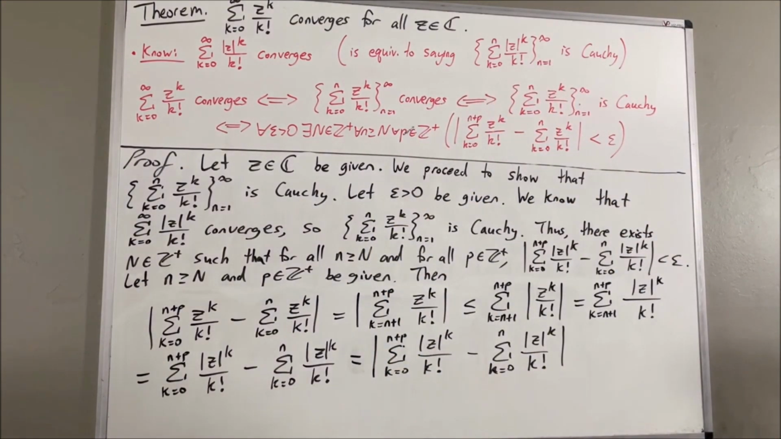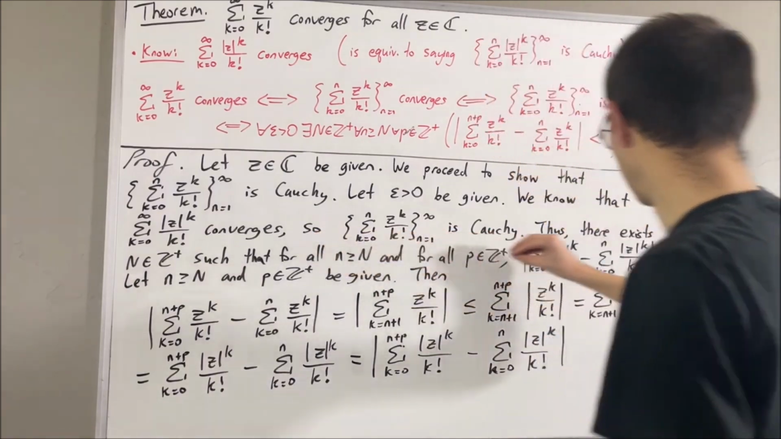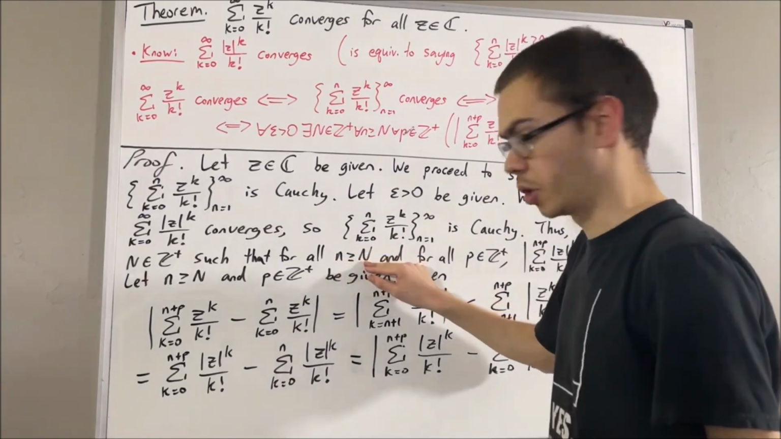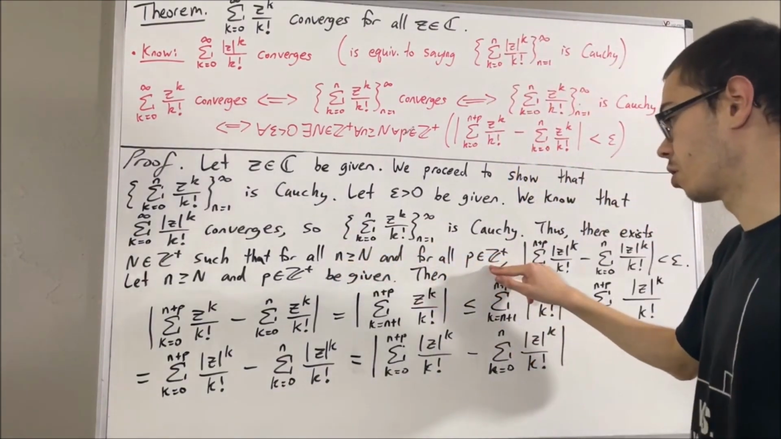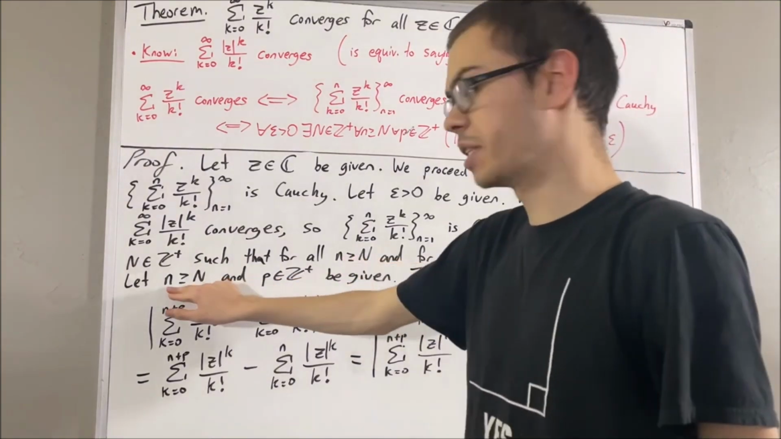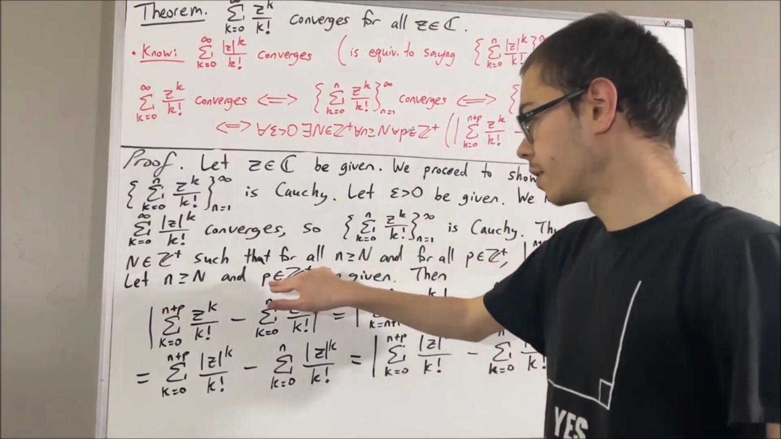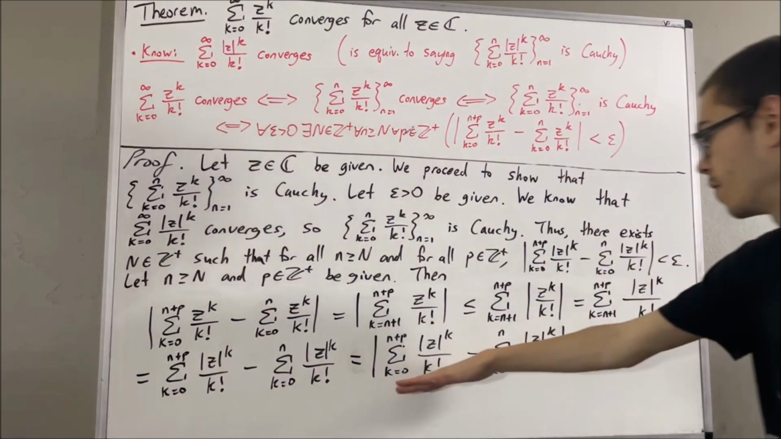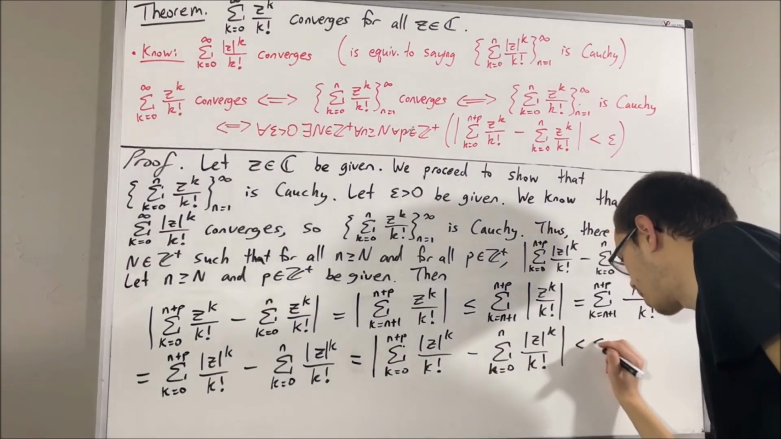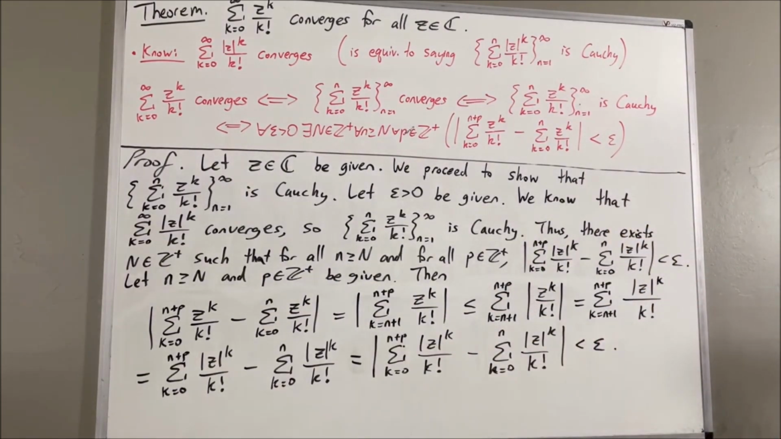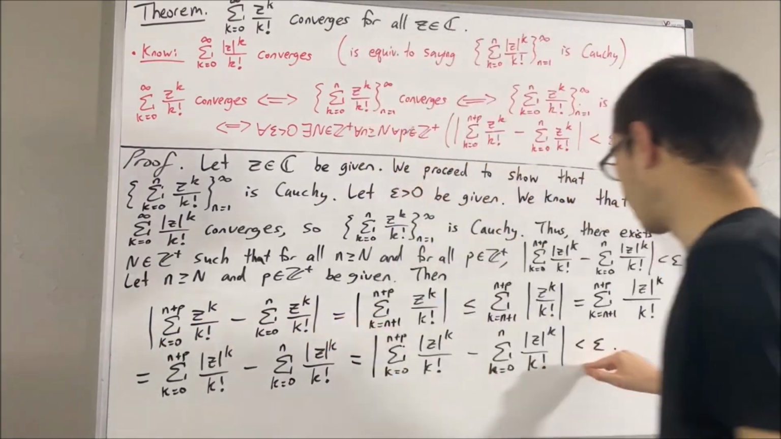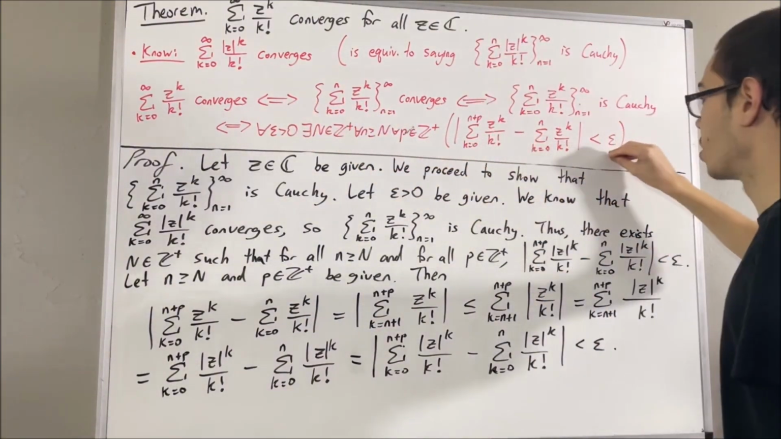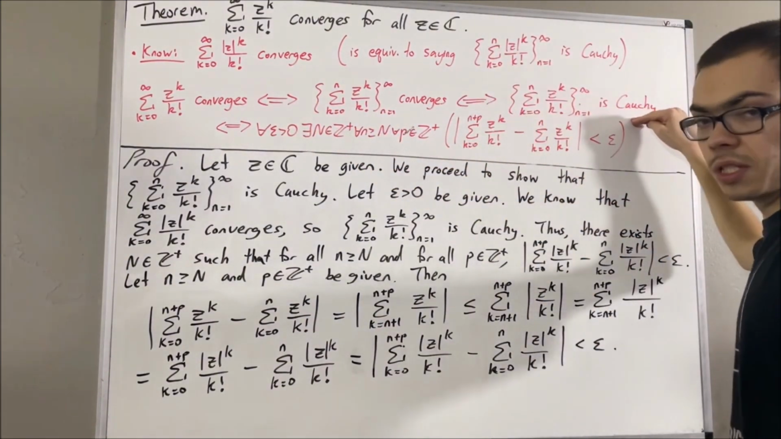Right? But now, let's use the fact that this statement is true. This statement works for every integer greater than or equal to capital N and for every positive integer. So in particular, if we take n to be the n we have here, and we take p to be the p we have here, then this inequality is true. So this guy is less than epsilon. And so we have shown that this guy is less than epsilon, which is exactly what we wanted to show. And so we have proven that this statement is true, which proves that this sequence is Cauchy.